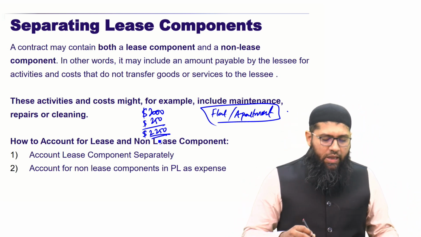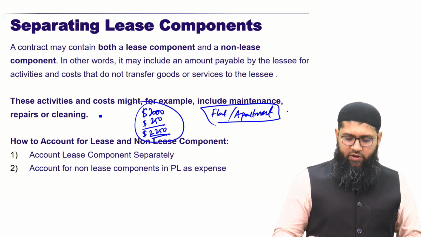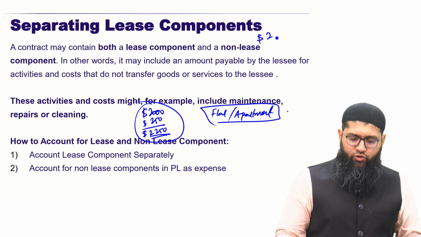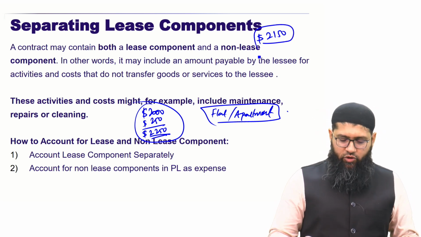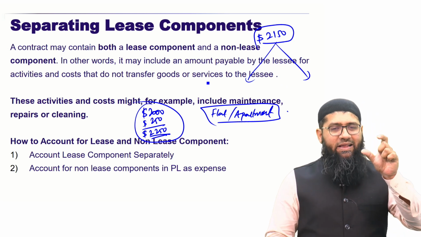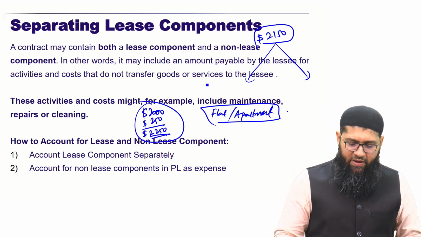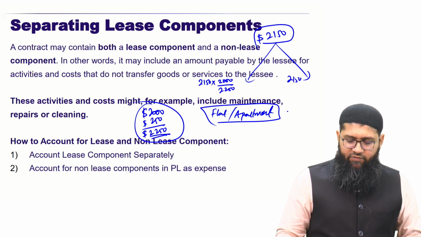Now, at times what could happen is that instead of $2,250, the agreement could have been for $2,150. What would you do in that case? You would allocate this amount like this. You would say independently the standalone prices of the lease would have been what? 2150 multiplied by 2000 divided by 2250, and 2150 multiplied by 250 divided by 2250.